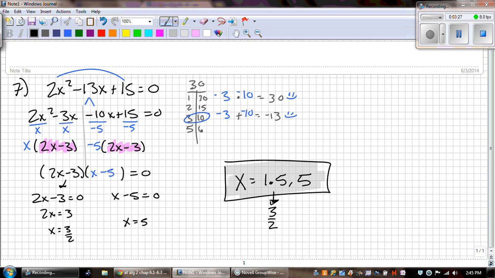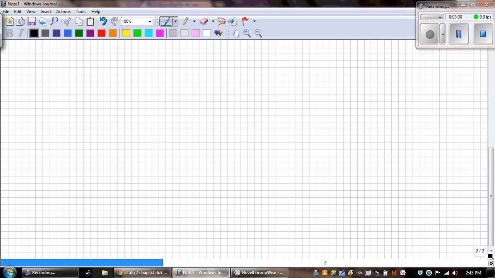All right. Number 8. Number 8, our equation was 3x squared plus 6x plus 20 equals 0. Now, the first thing we always check is their GCF. So, is there one? No. Okay. So, then we need to multiply. 3 times 20 is 60. And we're looking for numbers that multiply to get to 60 and add to get to 6.